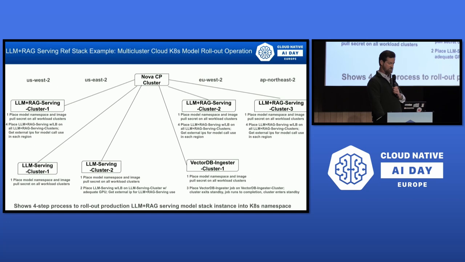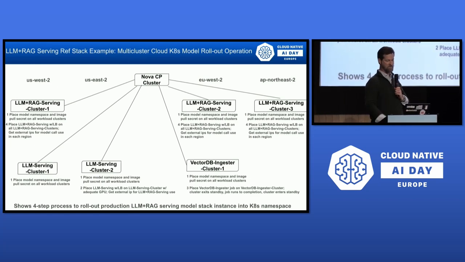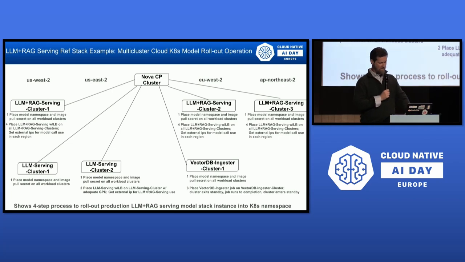All right, we're almost there to the demo. This shows us the steps that Nova is going to go through when it's rolling out a new model, or a new deployment, actually, not just a new model. First step is creating a new namespace, and then pushing the image creation secrets to all the different Kubernetes clusters. Then we'll pull in the LLM serving and load balancer, and the RAG model down here. And then we'll fire up the vector database on the vector database cluster. And last but not least, we'll place all of the LLM and RAG serving components across the three clusters to serve the API layer. So it's a four-step process to get this all deployed across all of these different clusters.